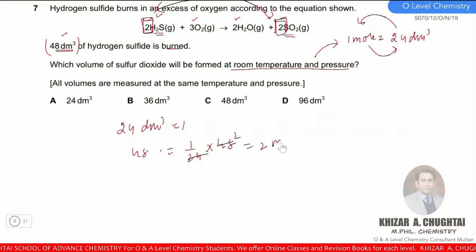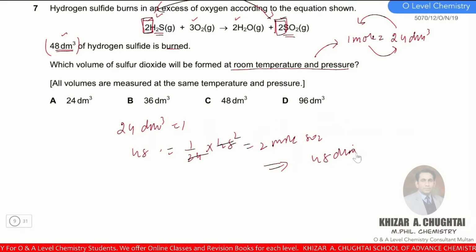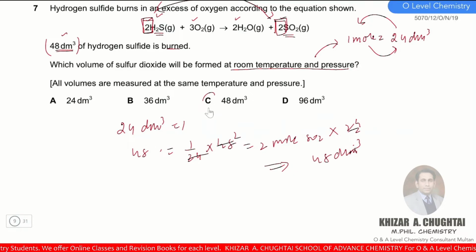I mean, if you are having 2 mole of SO2, you can convert it into the volume. Again, you will get 48 dm cube by multiplying 2 mole with the 24. So again, same volume is the answer. I mean, C is the correct option, 48 dm cube.